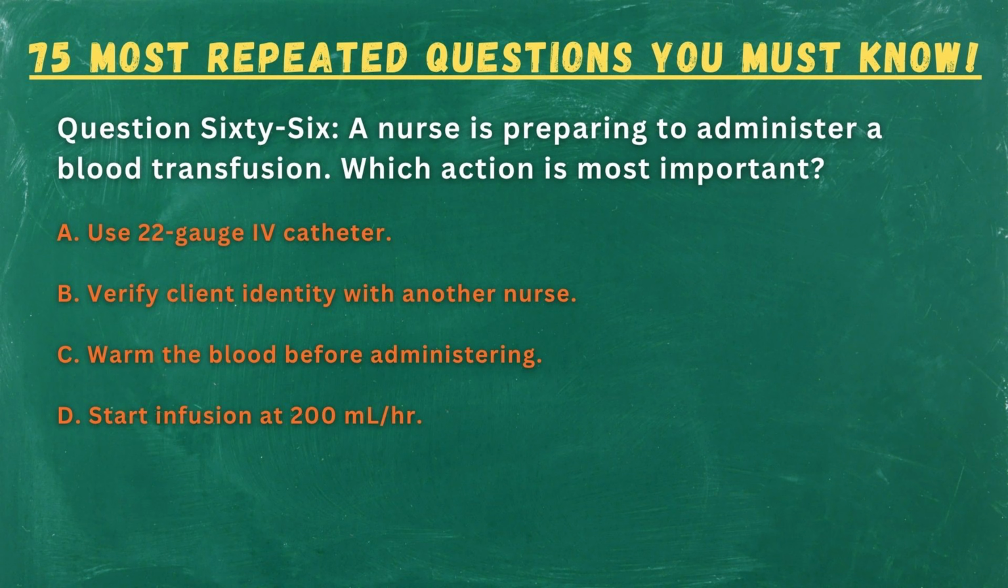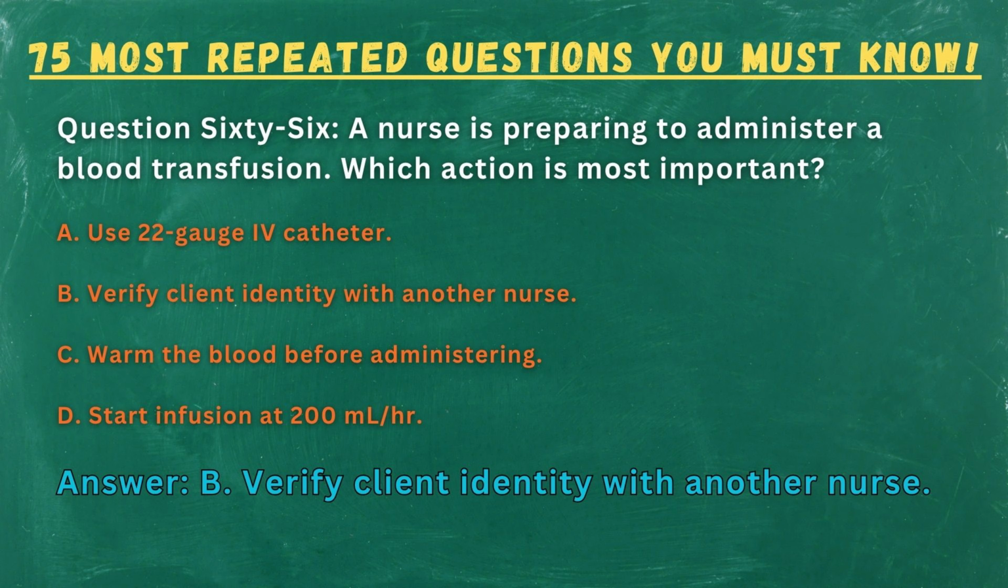Question 66. A nurse is preparing to administer a blood transfusion. Which action is most important? A. Use 22 gauge for catheter. B. Verify client identity with another nurse. C. Warm the blood before administering. D. Start infusion at 200 milliliters per hour. Answer: B. Verify client identity with another nurse.